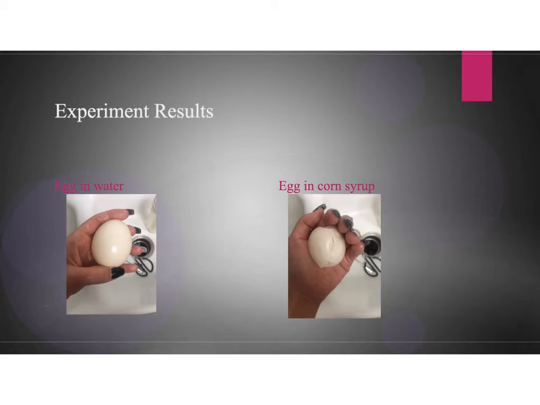For the experiment, I put each egg in a separate cup for 24 hours. The egg on the left was put in a cup with water, and the egg on the right was put in a cup with corn syrup. The results showed that the egg in water went through osmosis because it grew in size, taking in the water, and the egg on the right in corn syrup shrunk and shriveled down due to reverse osmosis.